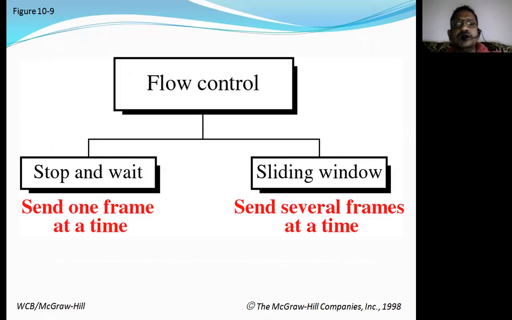The next method is going to be called what? The flow control method. This flow control method has two sub methods. One is called stop and wait, and the other is the sliding window method. In the stop and wait method, we send one frame at a time. One data frame is sent at a time.